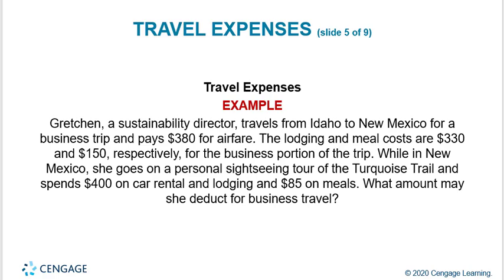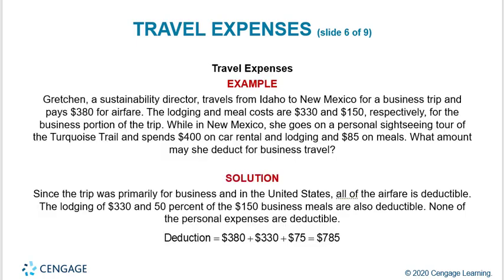And so here she has some business travel involved with some personal pleasure travel. And so since the trip was primarily for business in the United States, all of the airfare is deductible. The lodging of $330 and 50% of the $150 business meals are also deductible. None of the personal expenses are deductible. And so here you have 380 plus the 330 plus 50% of the 150 equals $785 is deductible, not her private sightseeing part.